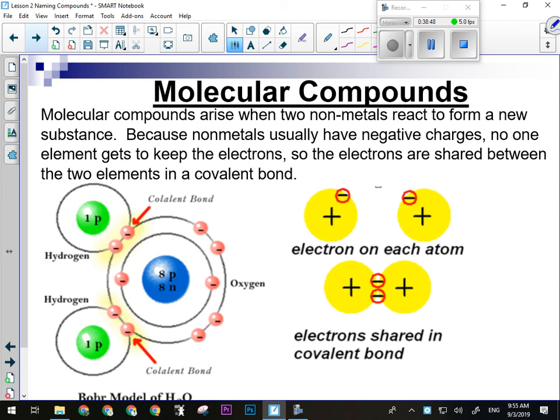For hydrogen to have a full outer shell, it needs 1 more electron. Well, it gets it from oxygen. Oxygen needs 2 more electrons to have a full outer shell, so it bonds with 2 hydrogens. Now it's happy too, but they're only happy as long as they're together. As soon as they split, oxygen's missing 2 electrons, hydrogen's missing an electron, and they don't have full outer shells. So these bonds are very, very strong. Molecular bonds are very, very strong compared to ionic compounds because of that shared electron.